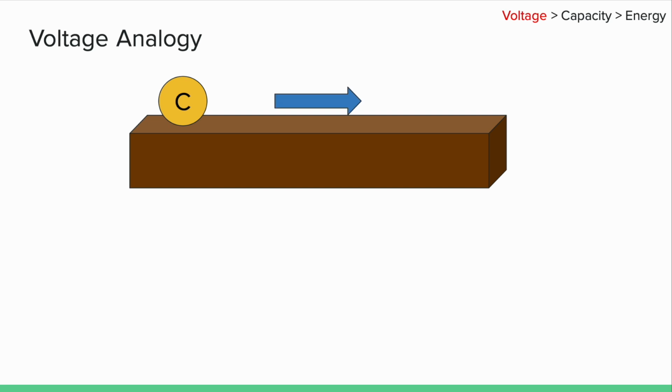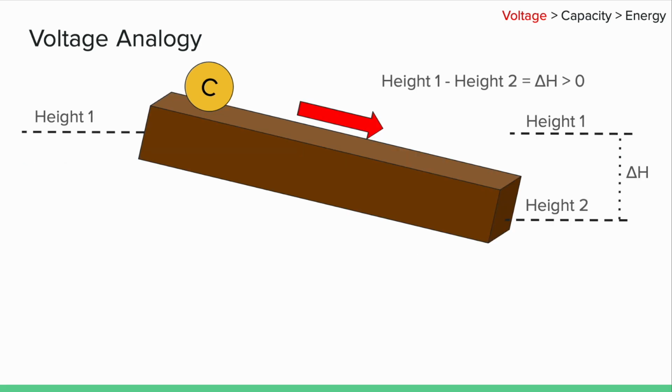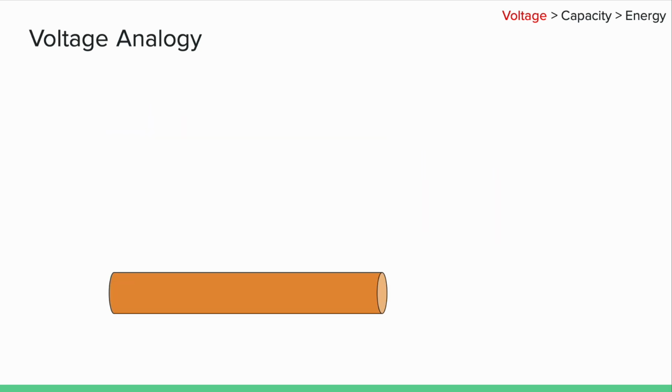Say I want to move this ball from the left to the right. We know the ball won't move on its own, and that's because the change in height is zero. Once we tilt the plank, the drop in height is greater than zero, and the ball will roll from high to low. Now let's talk about voltage.